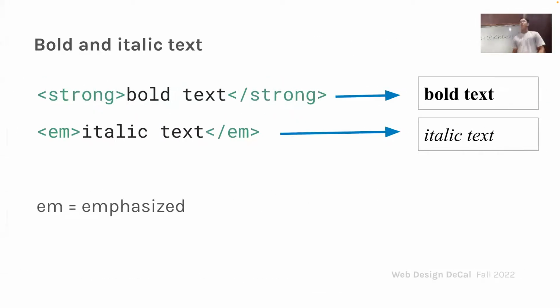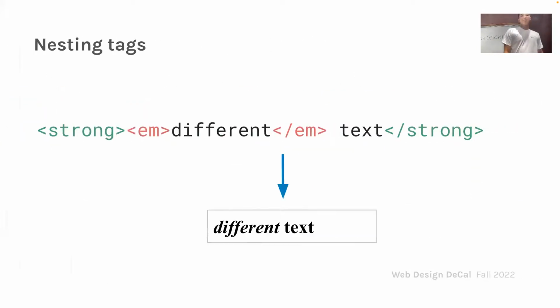And then if you want to style your text, this is before you learn CSS, but these are just some styling options built into HTML because these are very basic styling options. So if you want to bold it, use the strong tags. And if you want to italicize it, use the EM tags, which stand for emphasized. You can also nest tags within each other.